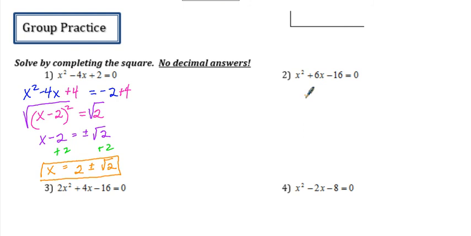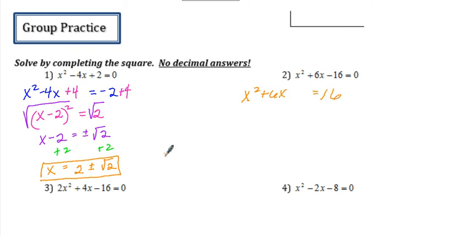Let's use completing the square to do the rest of these. These are actually all factorable solutions, but let's practice our skills of completing the square so that when we have to use it, we can. So let's go through step 1, which is moving c to the right of the equal sign. X squared plus 6x equals positive 16.